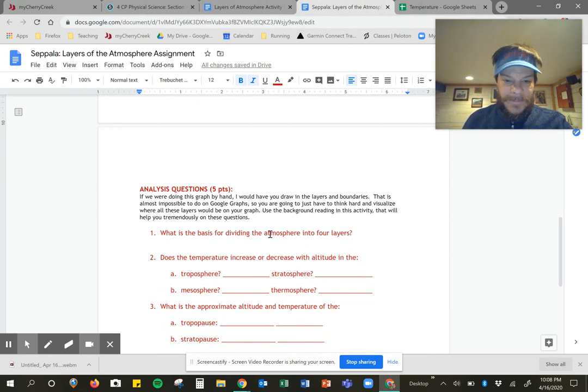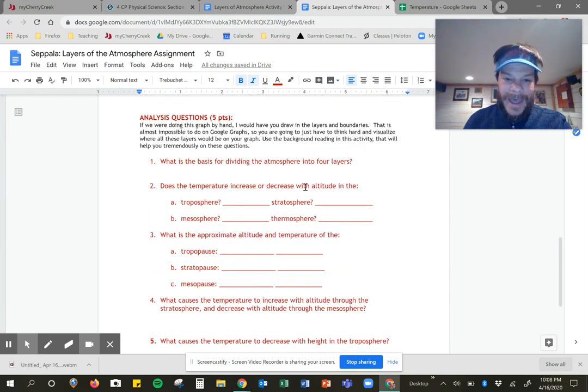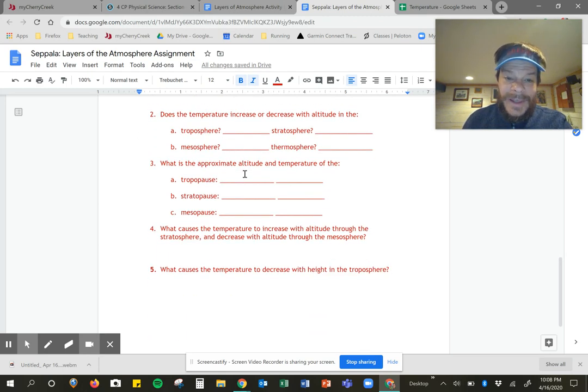You're going to go through, you're going to answer these questions. Normally, if you did this graph by hand, I would have you color in the different layers. It's really hard to do on Google Graphs, so I'm not asking you to do that. I'm just asking you to answer these questions as completely as possible.